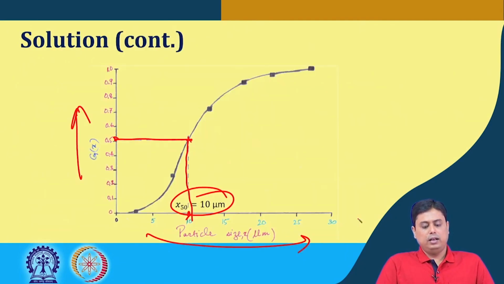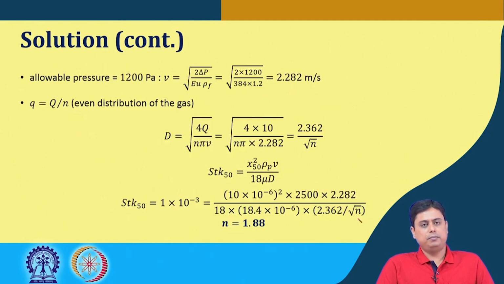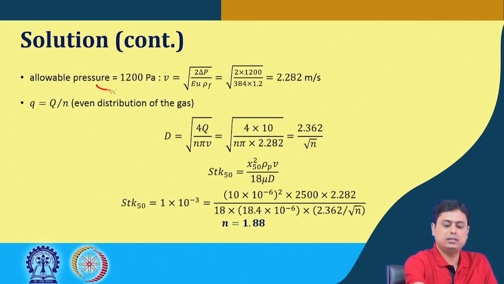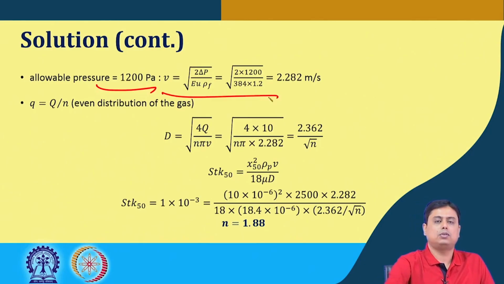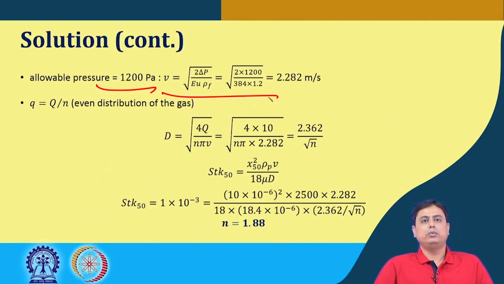So similarly, like we did in the last problem, we see that the allowable pressure is this one. The Euler number was given, which is 384. So from the Euler number expression, we can find what is the characteristic velocity.